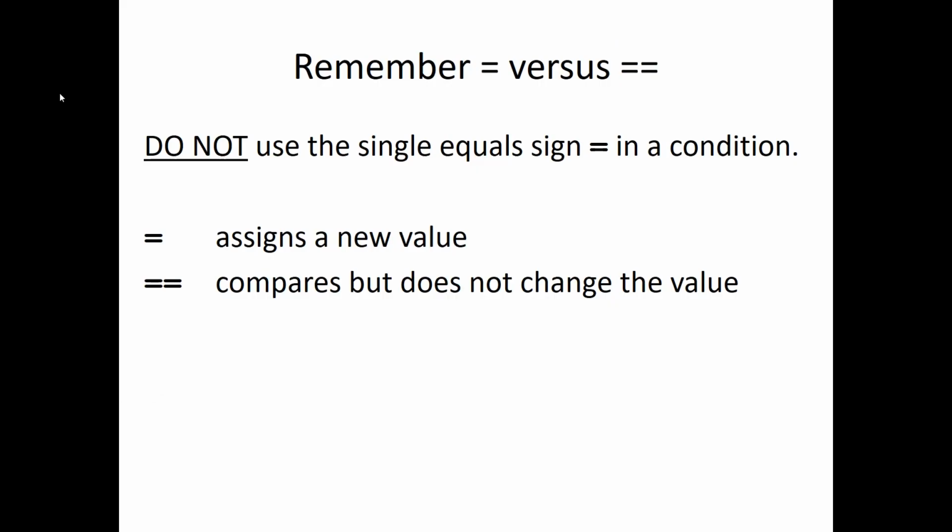Okay, just as a quick summary, the difference between one equal sign and two equal signs: you don't use a single equal sign in a condition. One equals is about assignment. X equals 10, A equals 5. You put the values into those variables. Two equal signs are used for comparing. If X is equal to 10, if A is equal to 5. It compares the values and returns true or false, but the values in the variables don't change.